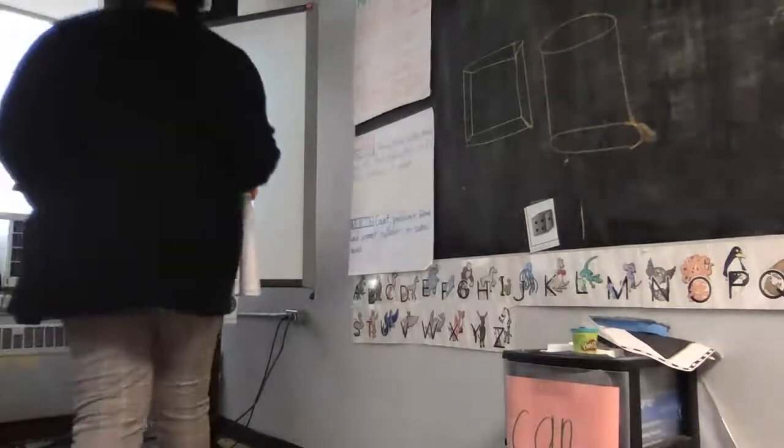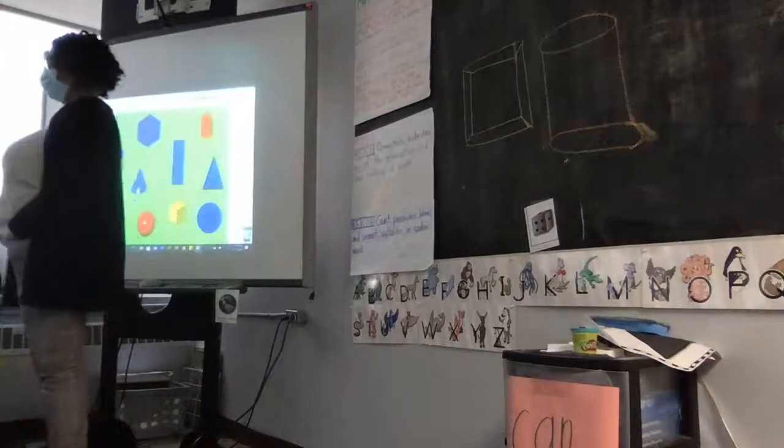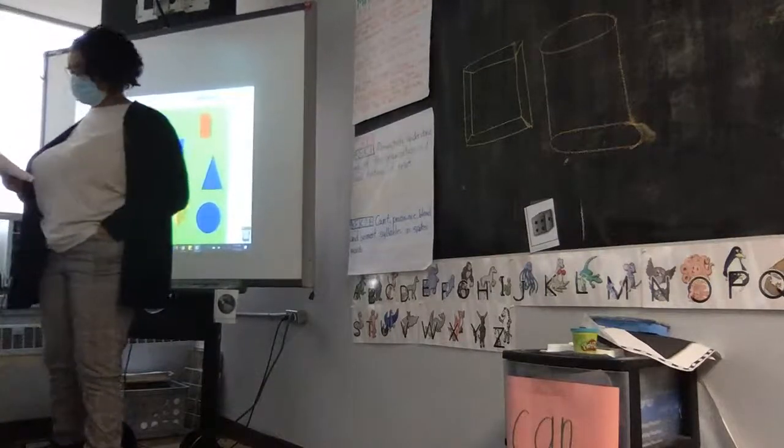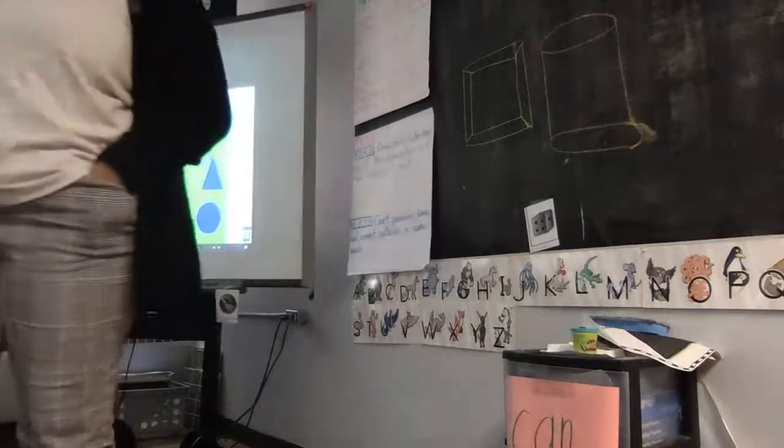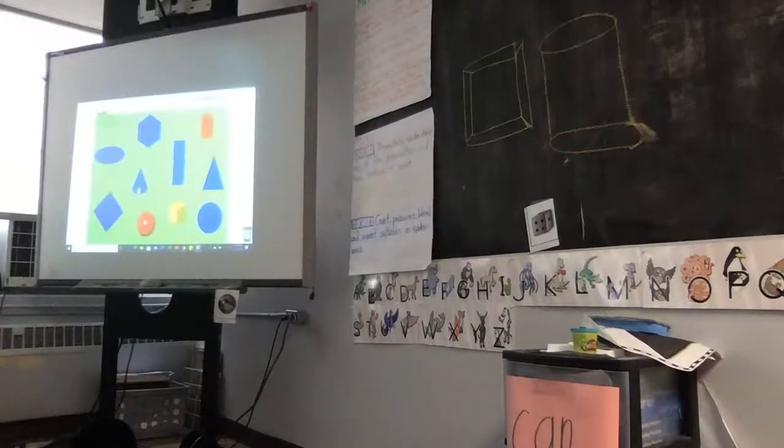You see things that look like a rectangle. What do you see, Braylon? You see things that look like a cone, Max. You see a hexagon. All right, good observations.